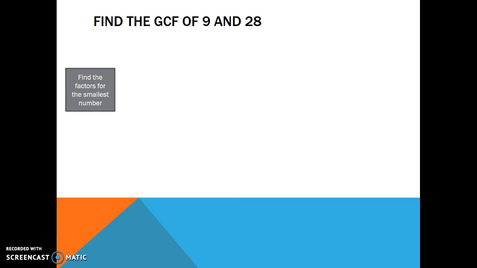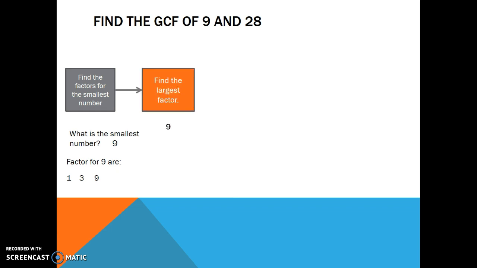Okay, let's find the factors for the smallest number first. So our smaller number is 9. So we want to find the factors for 9. And they are going to be 1 and 9 and 3. 1 times 9 is 9, and 3 times 3 is 9. So those are all of our factors. All right, our next step is to find the largest factor, which of course is 9.